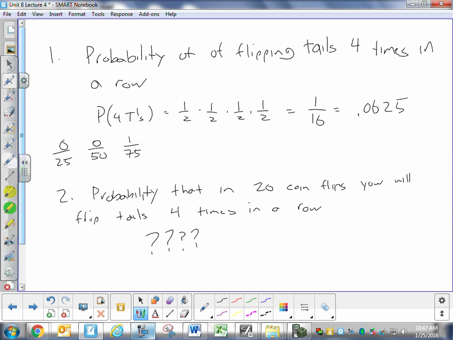Last try. Ready, set, first flip. I'm out again. I've gotten heads every single time. Ready, set, second flip. Ready, set, third flip. Ready, set, last flip. 2 out of 100.